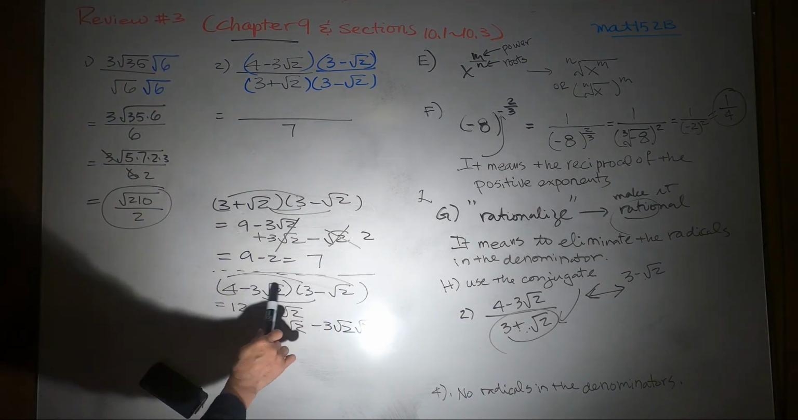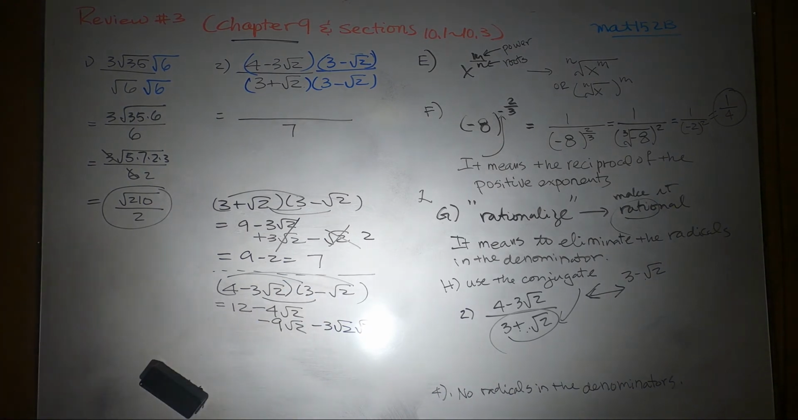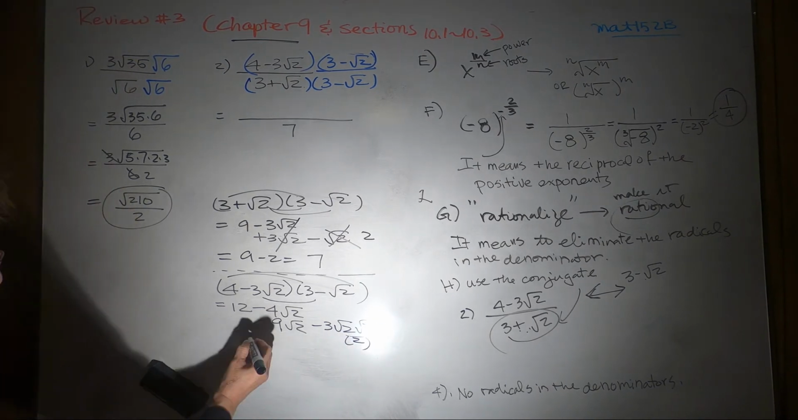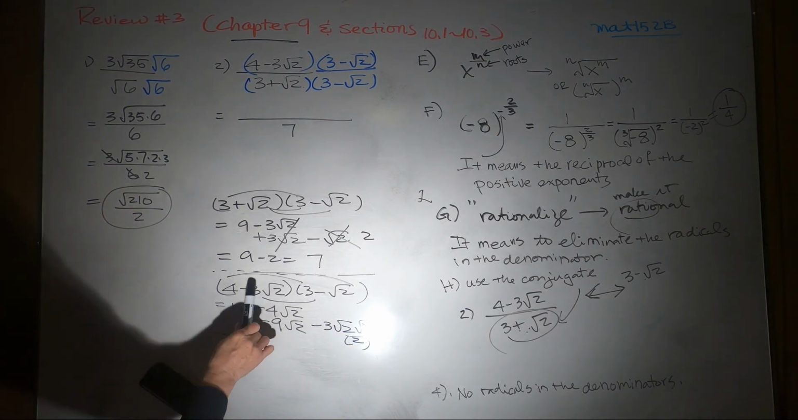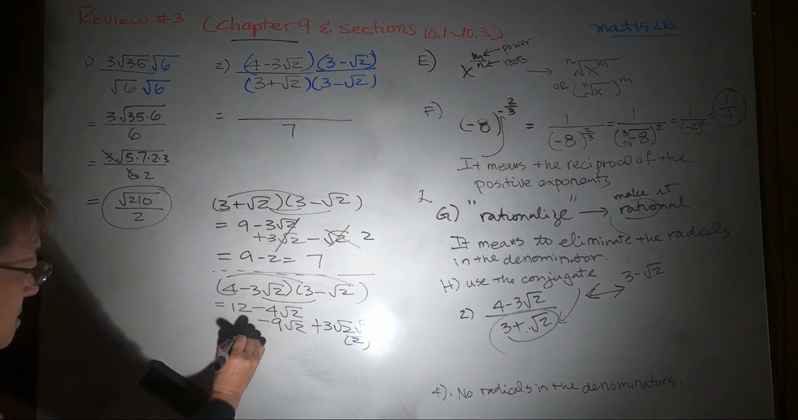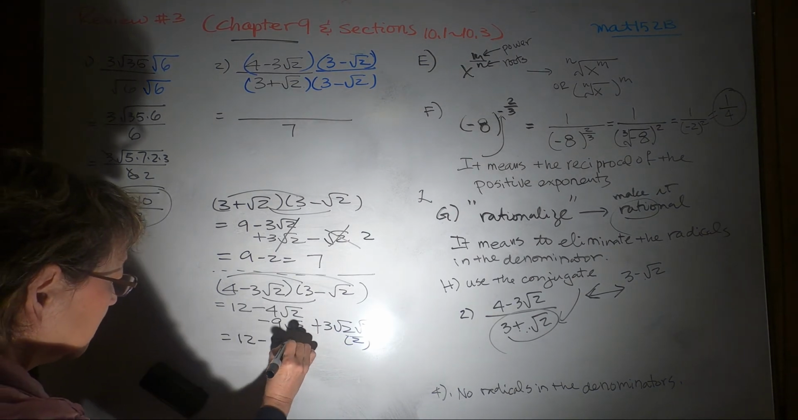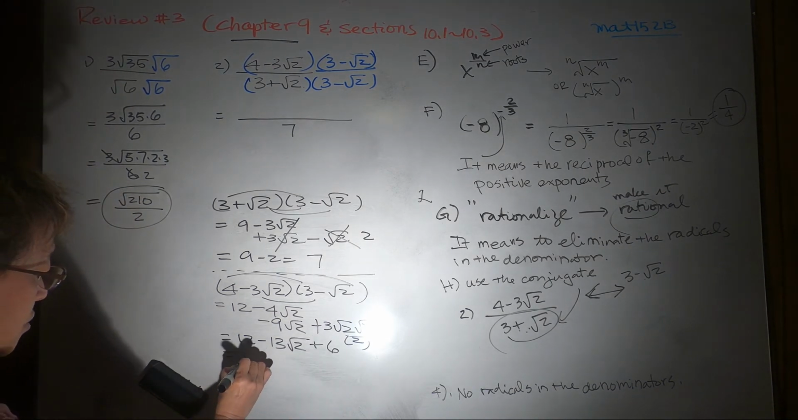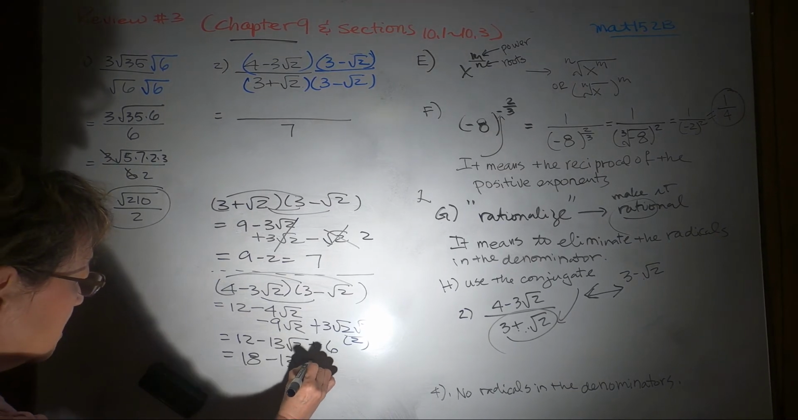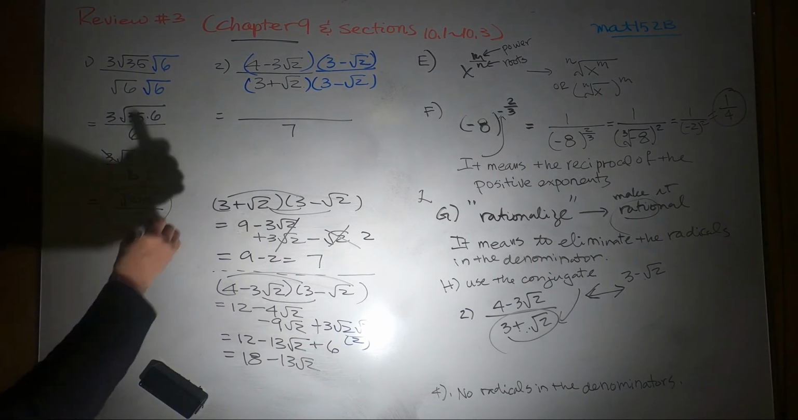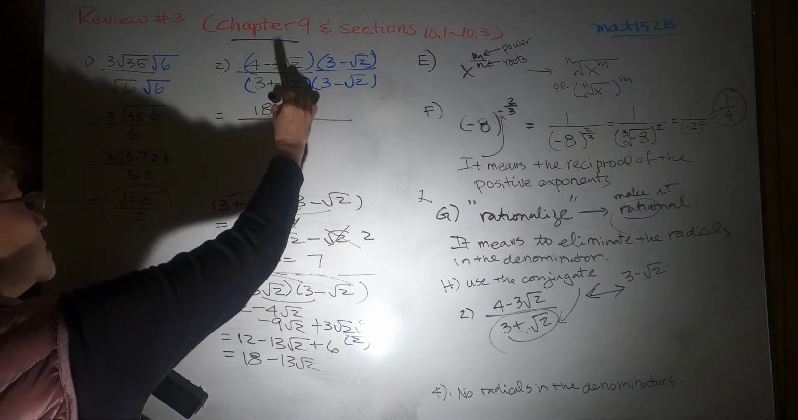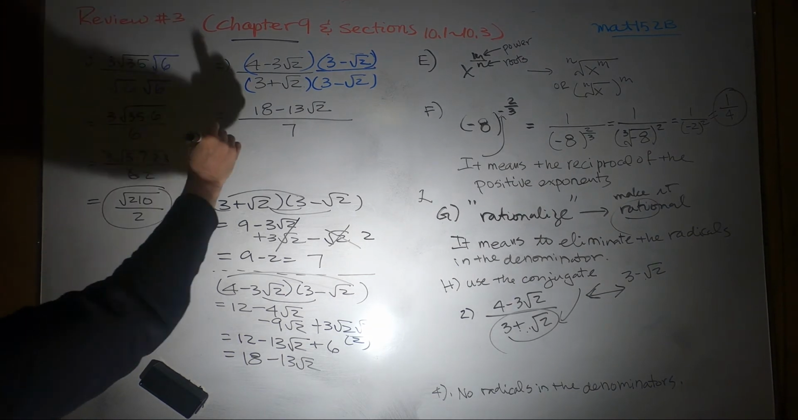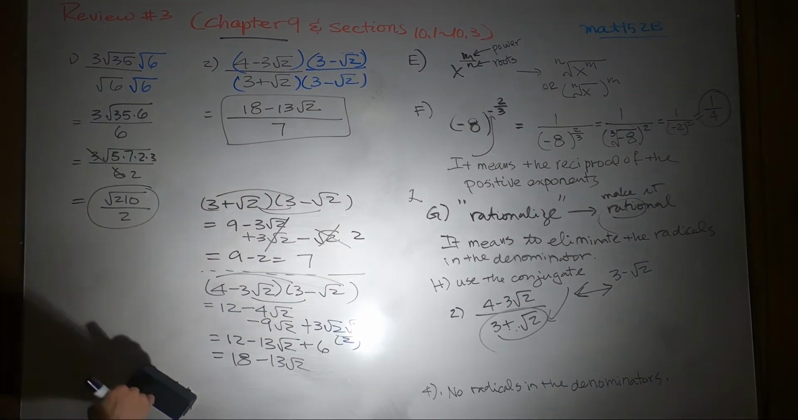Often you mix them up. You mess them up as well. Okay, so square root 2 times square root 2 is what? 2, right? So what do we have? Oh, negative times negative is positive, right? So 12 minus 13 square root 2. 3 times 2 is what? 6. So we should have 18 minus 13 square root 2, right? So that would be your answer.